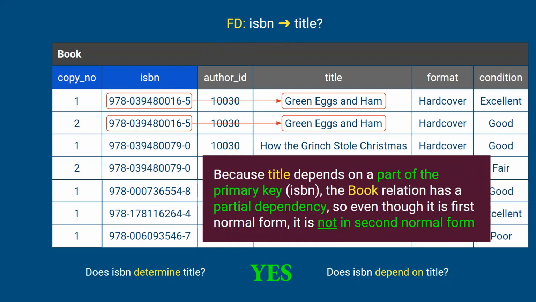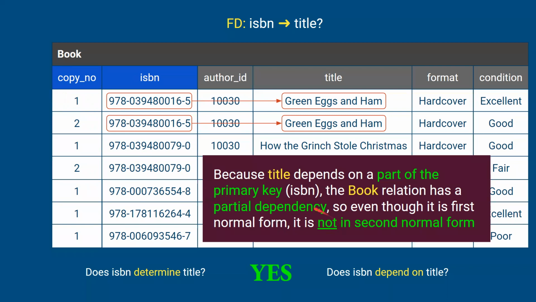Questions? Go ahead. But also copy number, you couldn't use copy number to determine the title because you've got 1 and 2 over there too. Yeah. Does copy number determine title? No. But ISBN does. And of course, taken together, they have to determine title.